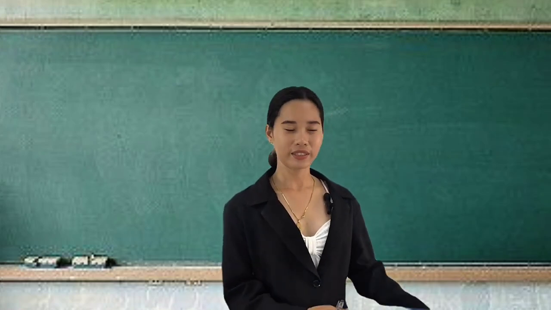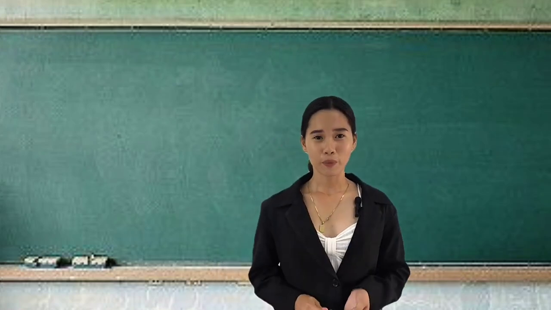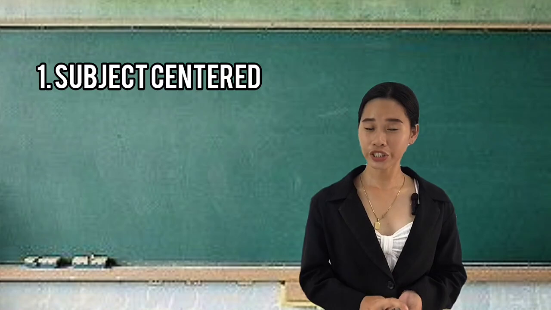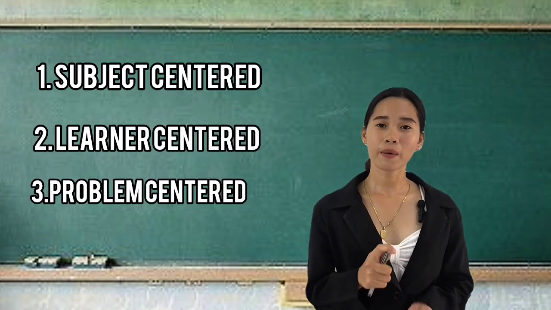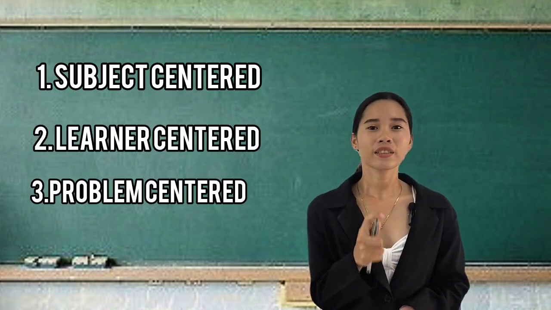So, do we just pick whatever we like, or is there a method here? Good question. There are three approaches. First is the subject-centered, learner-centered, and problem-centered. Each shapes a lesson differently. Learner-centered approach focuses on students' needs and interests. For example, students choose a project on a topic they like, making a poster about animals or creating a short story. So learning becomes meaningful because students are interested.